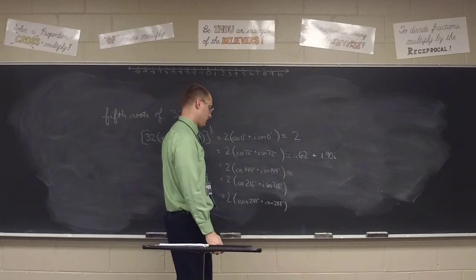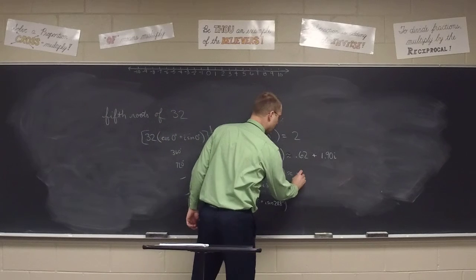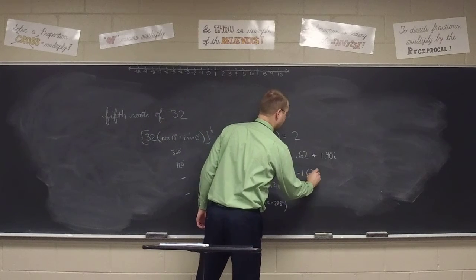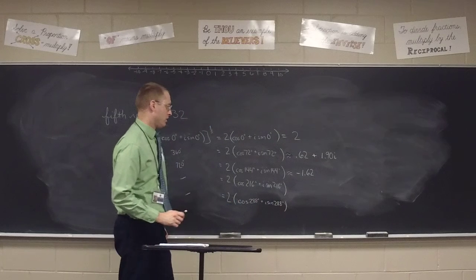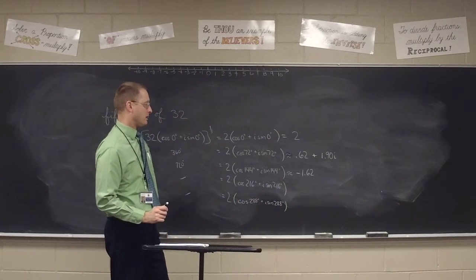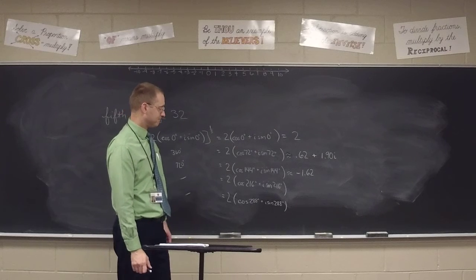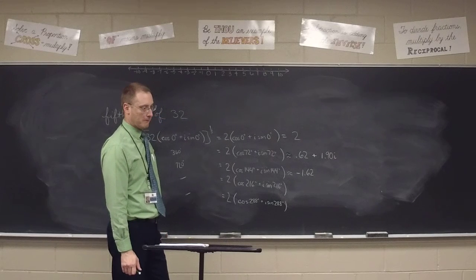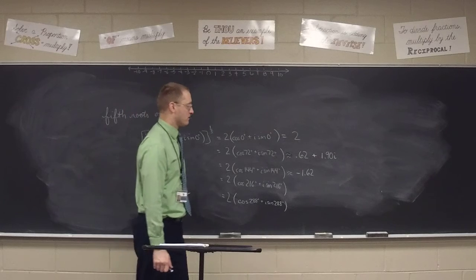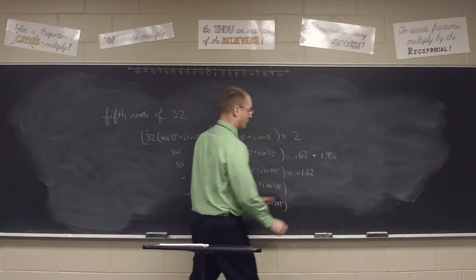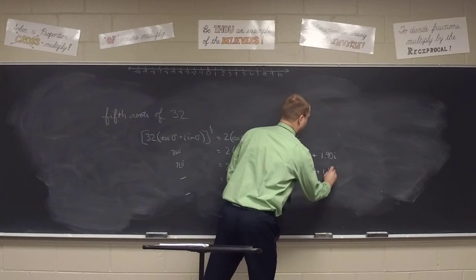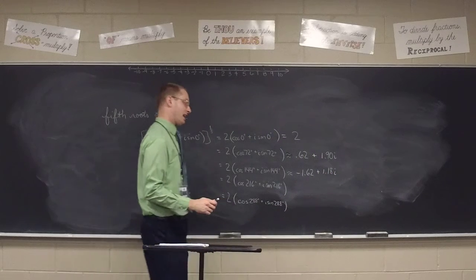What do we got? Negative 1.62. Negative 1.62? All right. What are the next ones going to be? Negative 0.90. Anyway, let's try 2 times the sine of 144. 1.18. 1.18. And notice it is positive because we're still in the second quadrant. Don't forget to put the I.